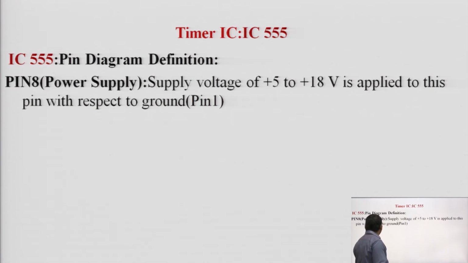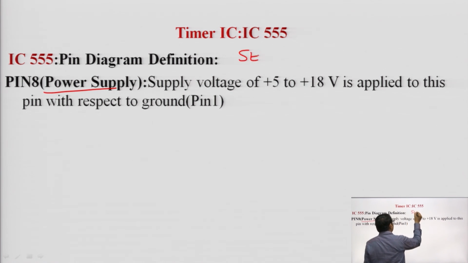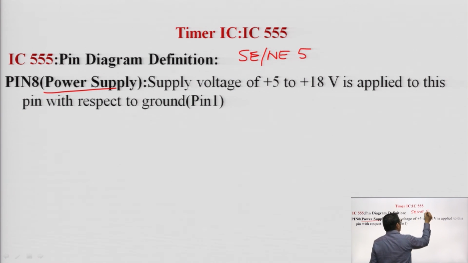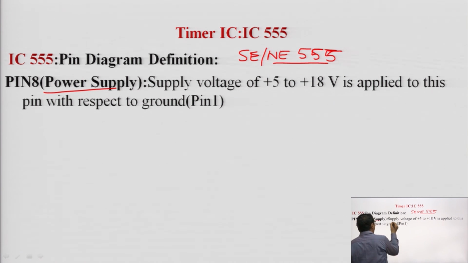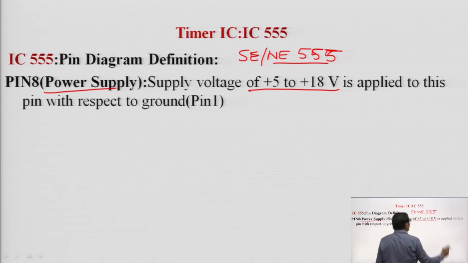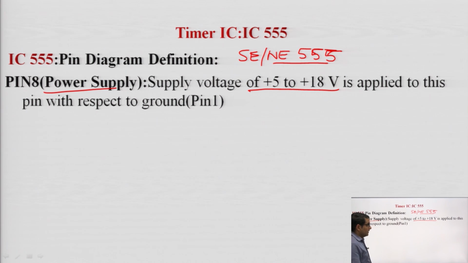Now, the next and last pin is the power supply. The IC 555 timer, named by Signetics Corporation, is a general purpose IC, and it works with plus 5 volt to plus 18 volt applied with respect to ground at pin number 8.